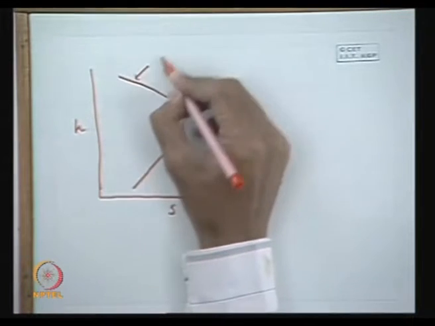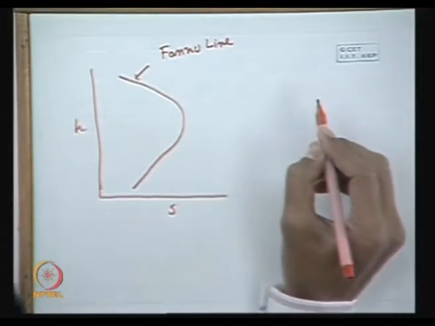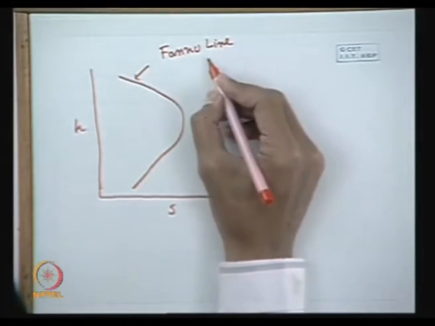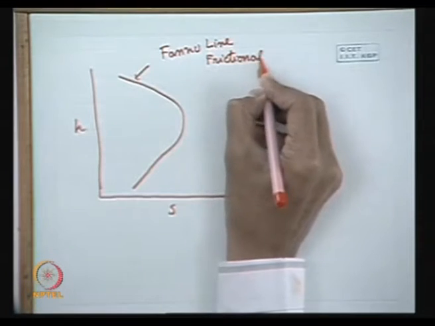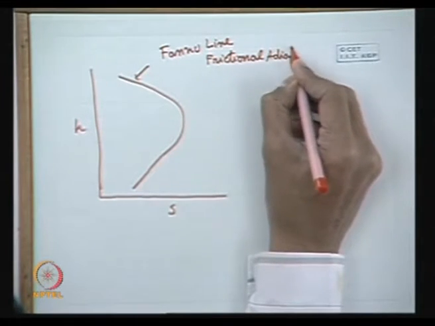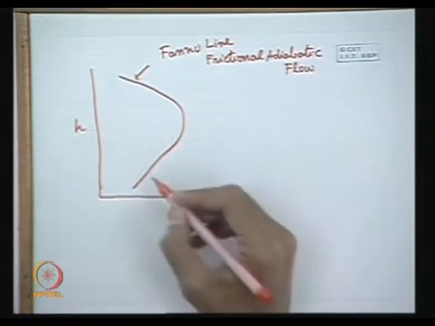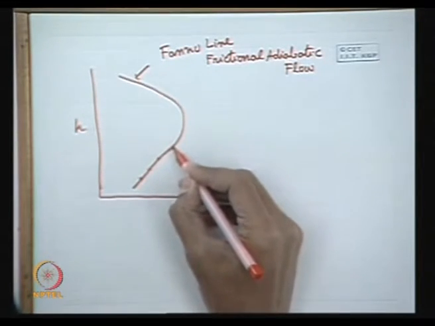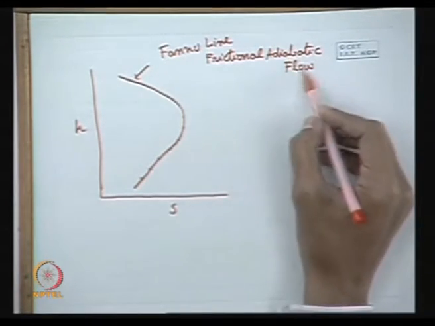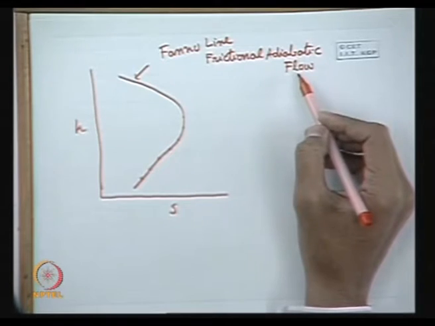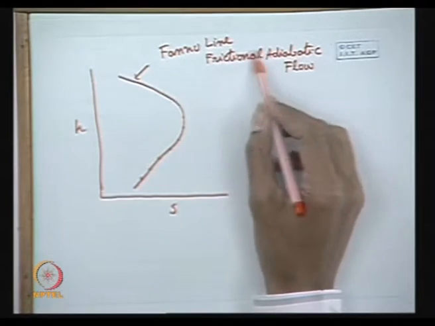This was known as the Fanno line, and the flows were referred to as Fanno line flow. This is for a frictional adiabatic flow. The points on this curve represent the state points of a flow with constant stagnation enthalpy because of the adiabatic condition, but in a flow in which friction will be there.